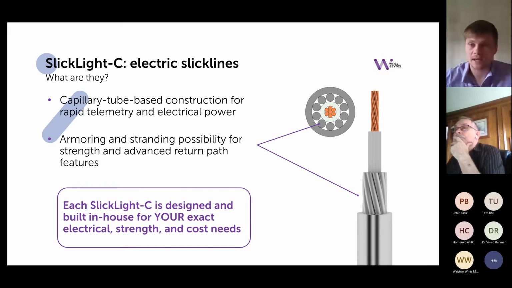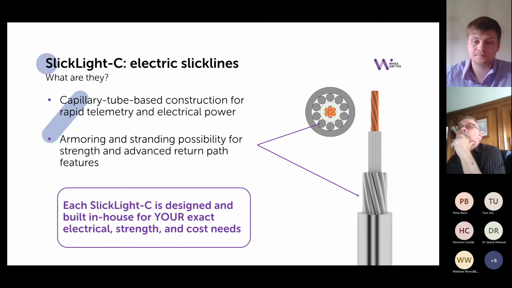One thing I'd like to stress is every single cable is designed and built specifically to our customers' needs. We don't have off-the-shelf cables. We work directly with customers to understand what it is that they're trying to do, what services they're trying to run, and we build a cable specifically for that purpose.